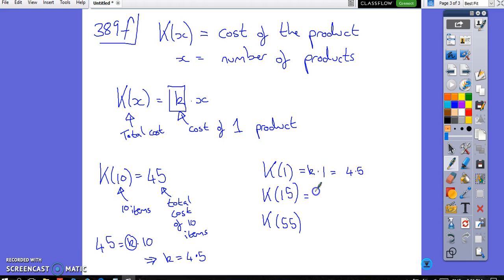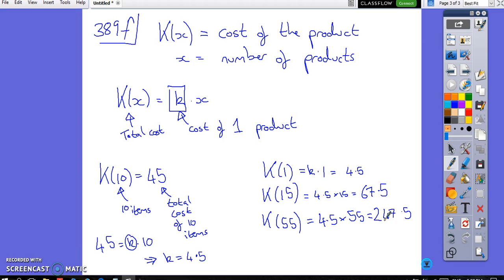K of 15 is k times 15, so 4.5 times 15, which is 67.5. K of 55 is 4.5 times 55, which is 247.5. So, that's that one done.